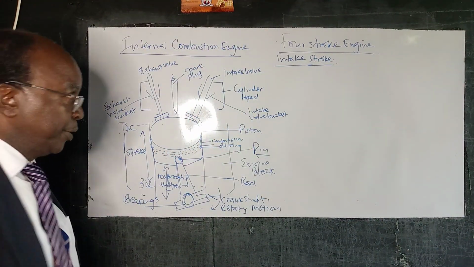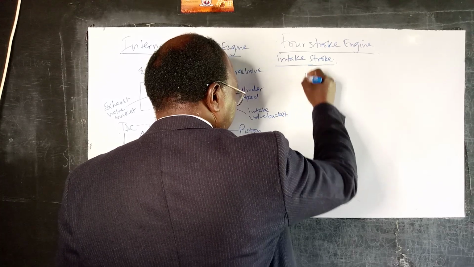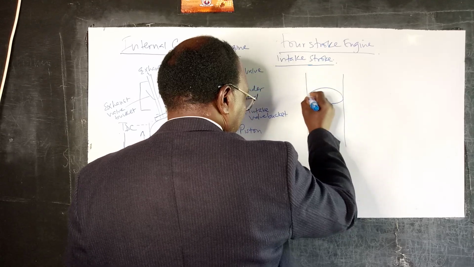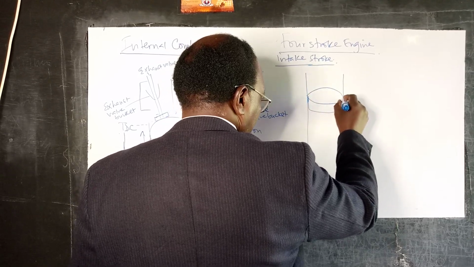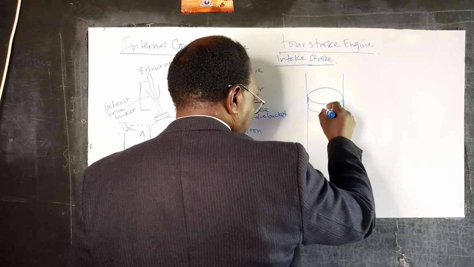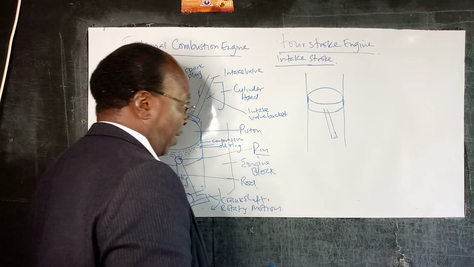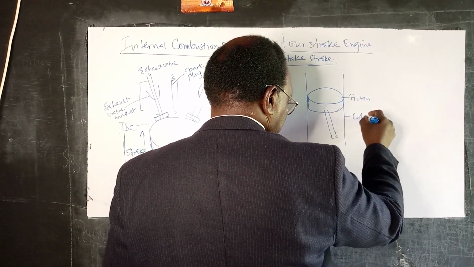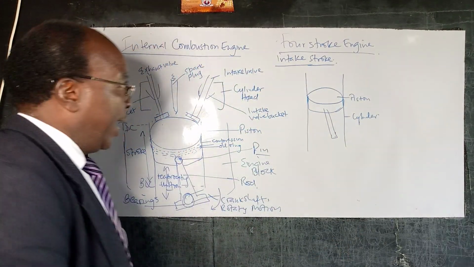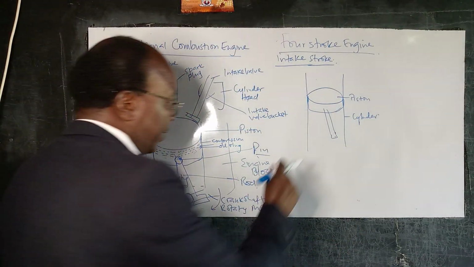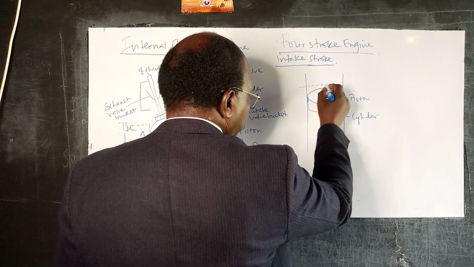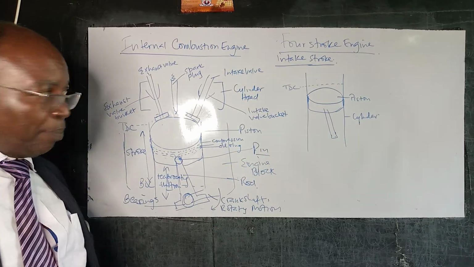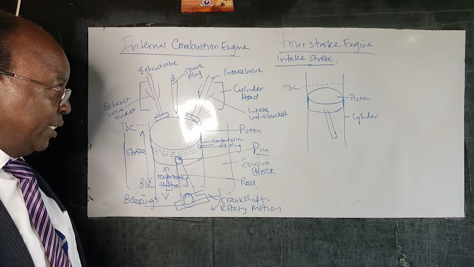During the intake stroke, let's just draw the schematic. We have our cylinder. We have our piston. Now, during the intake stroke, this piston is just about the TDC, just next to the top dead center.